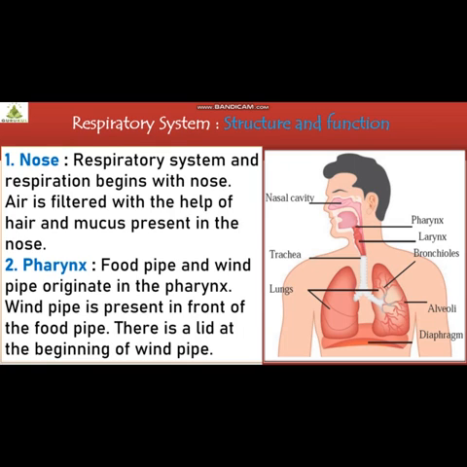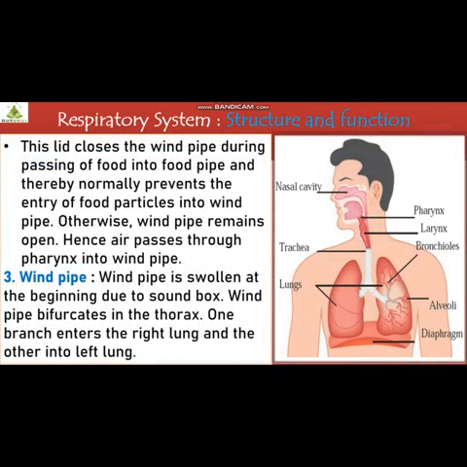Windpipe, that is trachea, is present in front of the food pipe. There is a lid at the beginning of the windpipe. Students, this is a very important line here. The lid is like a closet. There is a lid at the beginning of the windpipe. Let us understand more about the pharynx in the next slide.